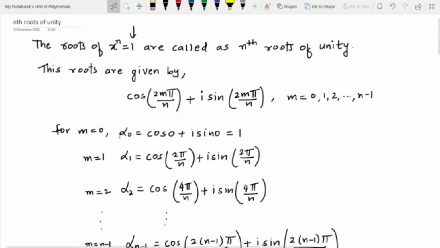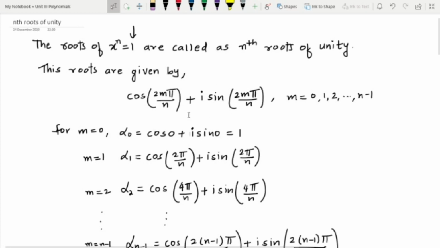If you put m is equal to 0, you will get alpha 0. I am calling that root alpha 0, and it is cos 0 plus i sine 0. Now you already know that sine 0 is 0 and cos 0 is 1. Therefore alpha 0 will be 1. Now if you put m is equal to 1, in this equation you are going to get cos of 2π upon n plus i sine 2π upon n. The same thing I have written here, and I am calling it alpha 1.